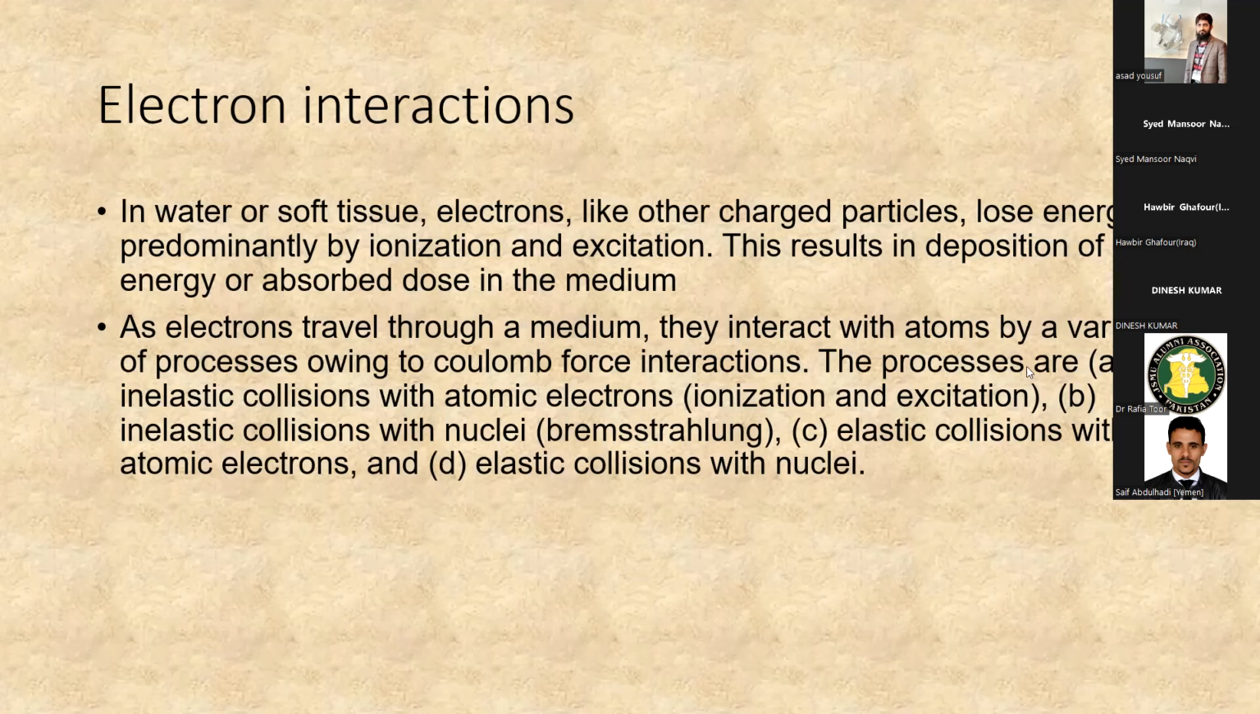As electrons travel through a medium, they interact with atoms by a variety of processes owing to Coulomb force interaction. The processes are inelastic collision with atomic electrons, that is ionization and excitation, inelastic collision with the nuclei, that is Bremsstrahlung, elastic collision with atomic electrons, and elastic collision with the nuclei. So there are a number of interactions.